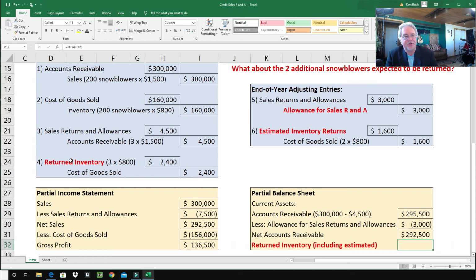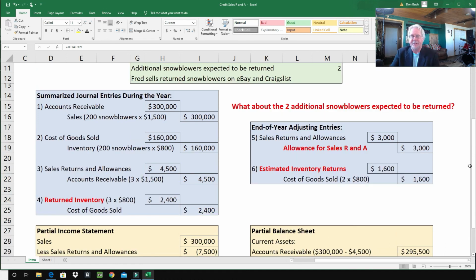And lastly, we have the returned inventory. So the returned inventory, we've got $2,400 here, and Fred expects another $1,600 to be returned. So $2,400 plus $1,600 gives us a grand total of $4,000. So we're just simply combining those two numbers together.